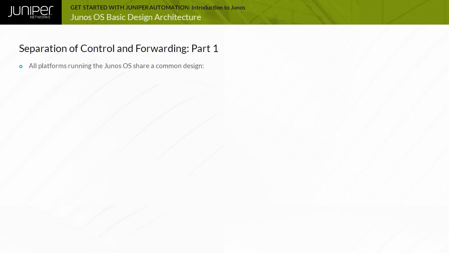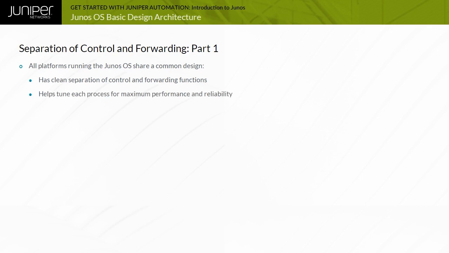Another aspect of Junos modularity is the separation of the control plane and the forwarding or data plane. The processes that control routing and switching protocols are cleanly separated from the processes that forward frames, packets, or both through the device running the Junos OS. This design permits you to tune each process for maximum performance and reliability. The separation of the control and forwarding planes is one of the key reasons why the Junos OS can support many different platforms from a common code base.